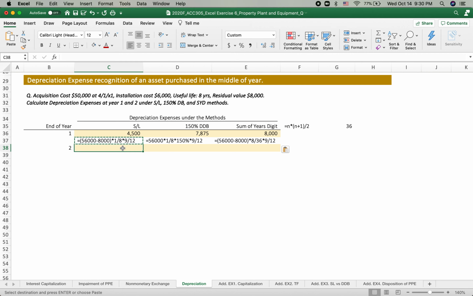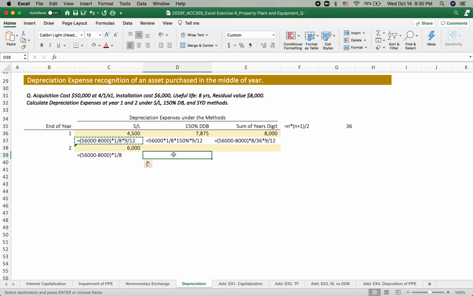You should be careful. Here we started from again the same depreciable cost, which is 56,000 minus 8,000 residual value times 1 divided by 8 years. Now we have been fully using this asset for the second year in the annual. So you don't consider any division of the month here. Then I'm going to put it the same way so that you can follow easily.